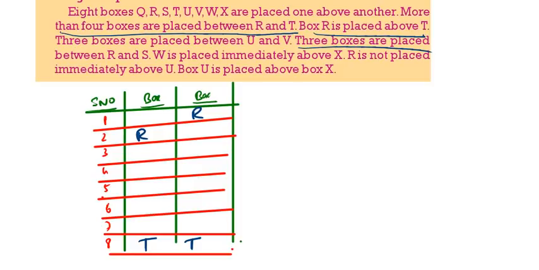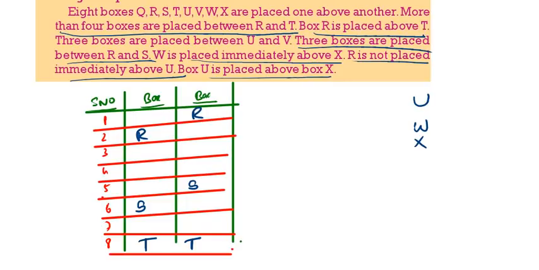Now see the next one. 3 boxes are there between R and S. After R, 3 gap, yes. Then see the next one. R is not placed immediately above U. U is placed above X. W is placed immediately above X. 3 boxes are there between U and V.